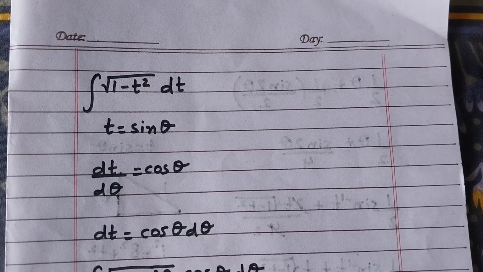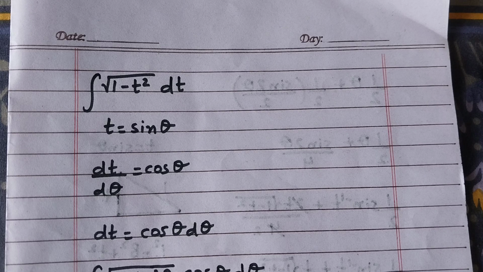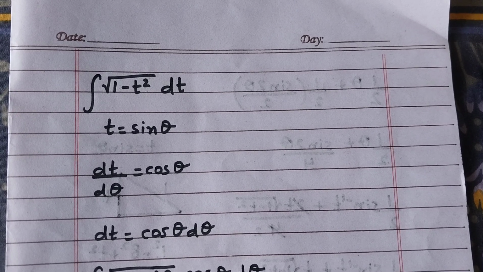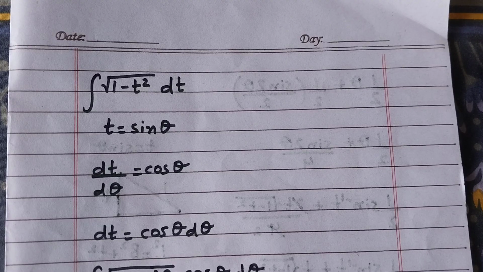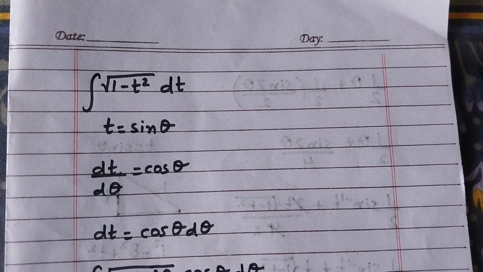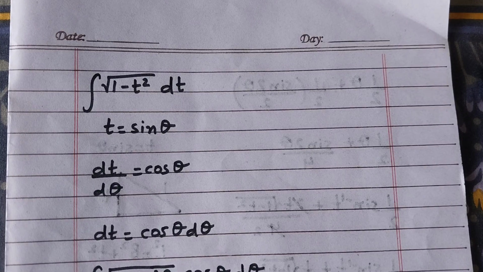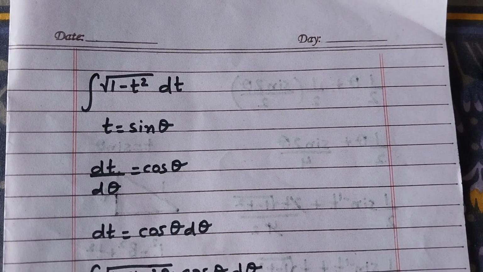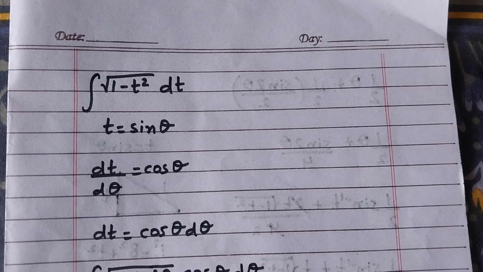And here we don't have 1 over, it is just square root 1 minus t square. And there is no x written over here. In place of x, we have t here. But it kind of resembles the derivative of sine theta, because it has a 1 minus x square kind of expression. So we will integrate this by using substitution, and we will substitute sine theta in place of t.